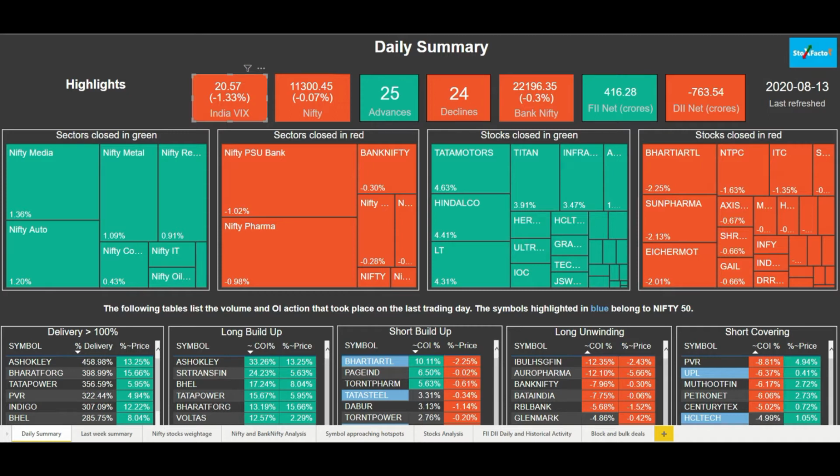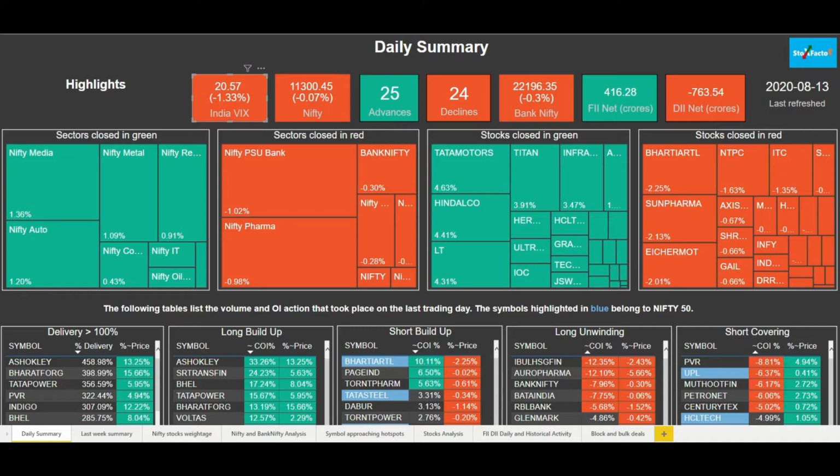Now coming to the fifth box, that is the Bank Nifty. It shows us the Bank Nifty close price and the percentage by which it fell or rose. Today it has fallen by minus 0.3%. Now coming to the second last box, which tells us what FIIs did today. This is the provisional data. We can see that FIIs were net buyers and they made purchases of around 416 crores. And the last box tells us about the DII activity, that is the domestic institutional investors' activity, and they were net sellers today, selling around 763 crores.